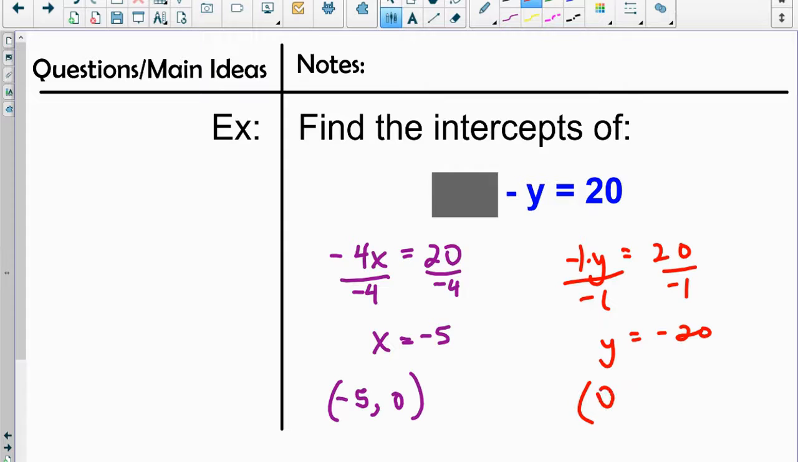X must have been 0 because I covered it up, and I got a y-coordinate of negative 20. So there are my 2 intercepts. Feel free to pause this to copy any of it down.